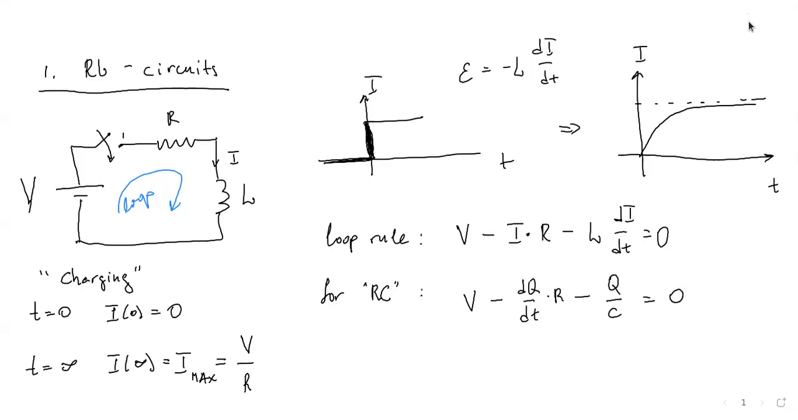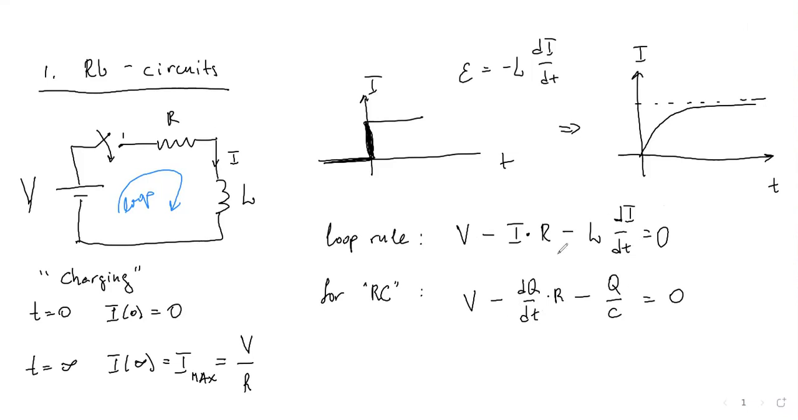Can you see that these guys are similar to each other? You have a function and you have derivatives of this function over time, and you have a term which is constant. And we have the same initial condition. Initially charge was 0 for RC, and initial current was 0 for RL circuits. So then the solution will be the same.